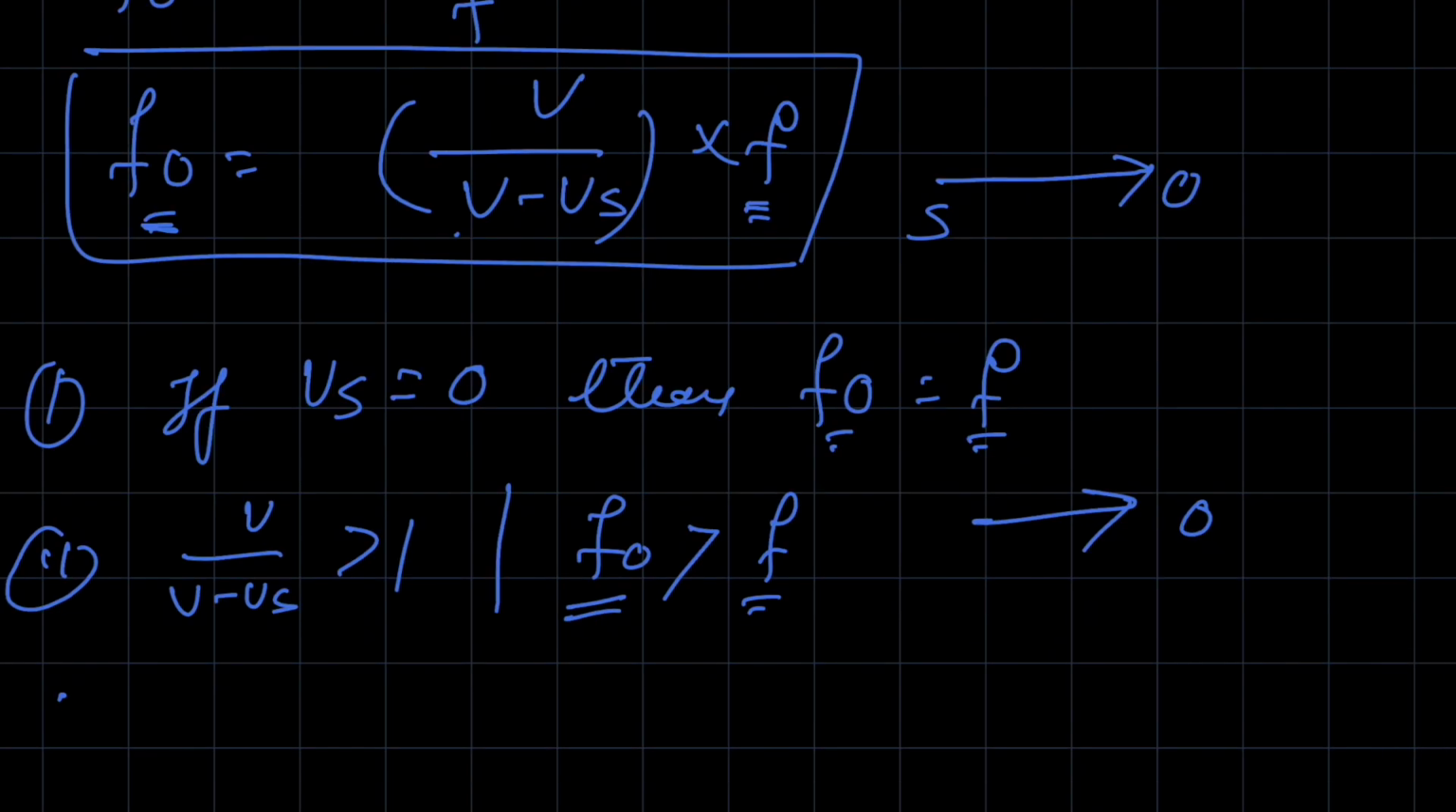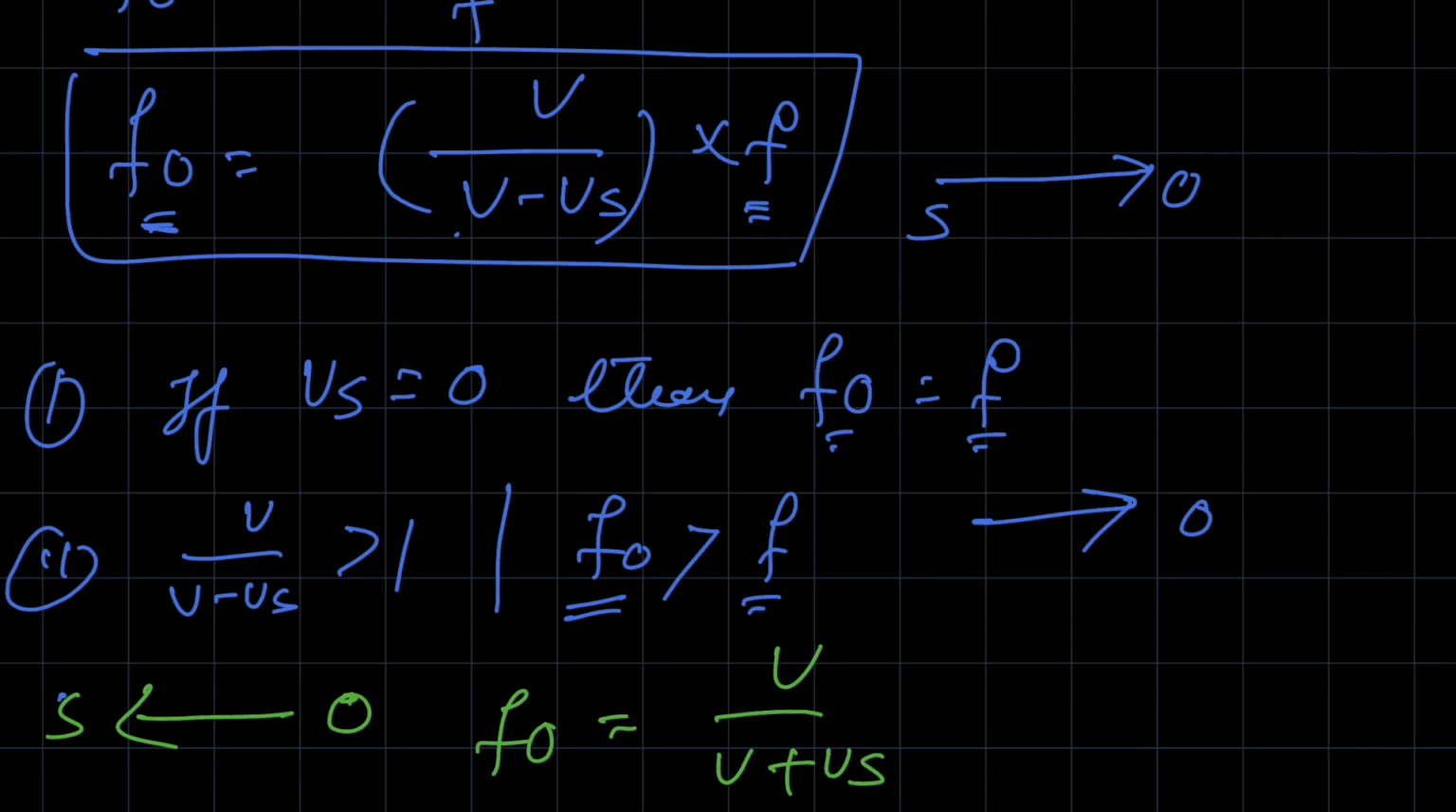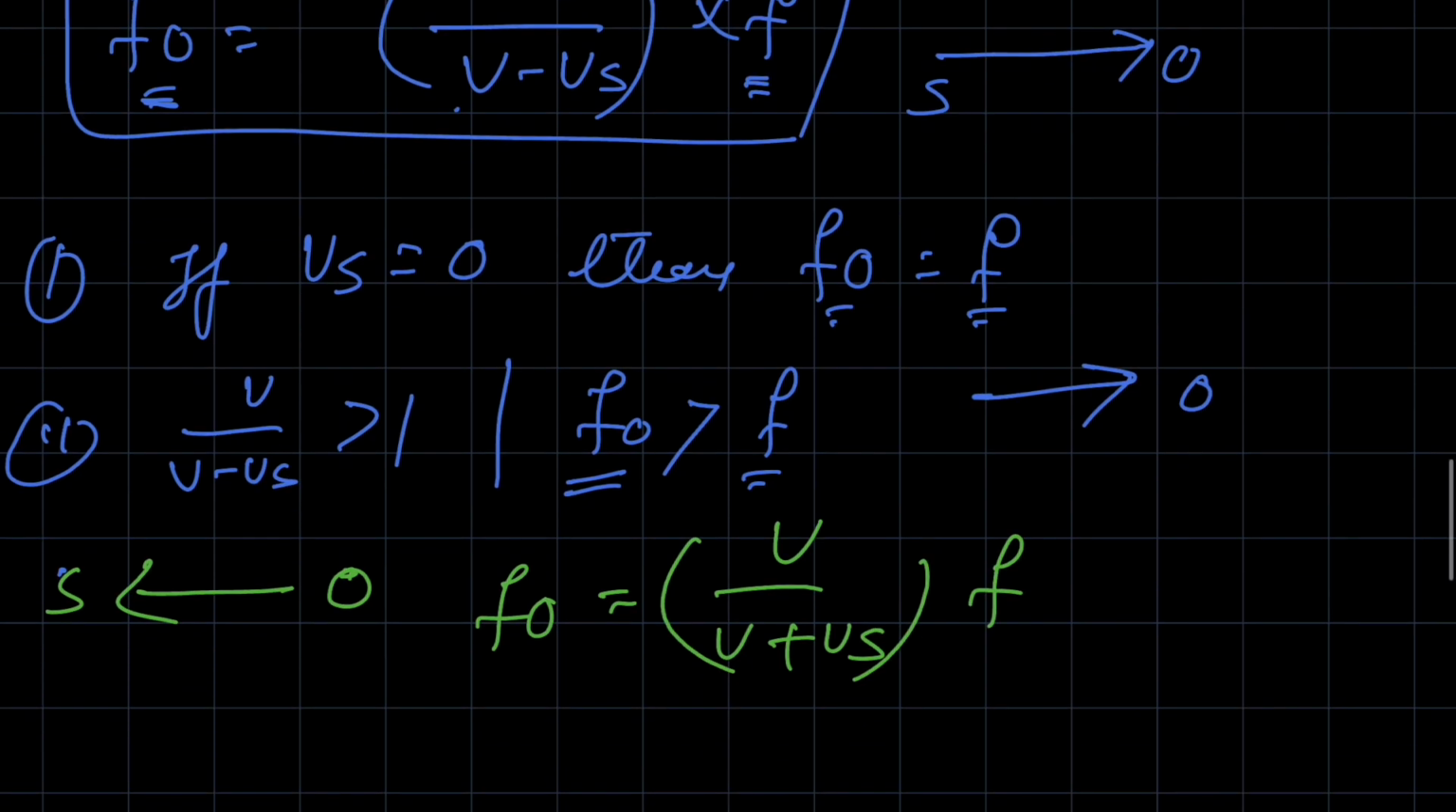In the other case, if the source is moving away from the observer, so this is the source, this is the observer, and the source is moving away from the observer. In this case, vs will be negative. So we have f naught, the frequency of the observer, equals v divided by v plus vs, times f, where f is the source frequency. In this case, f naught is less than f.